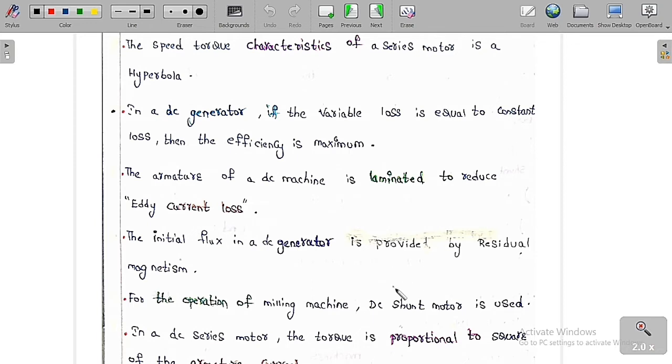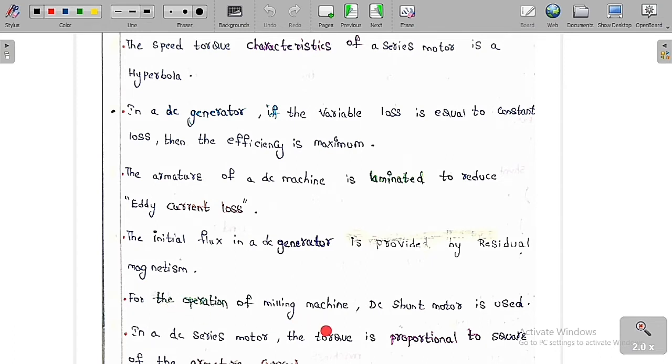The next point is, the initial flux in a DC generator is provided by the residual magnetism. I have already told you, an initial flux is necessary for any self-excited DC generator. If there is no residual flux, there is no self-excitation. If the residual magnetism is present in a magnet, then only self-excitation is possible. This is one of the necessary conditions for getting the self-excited voltage.